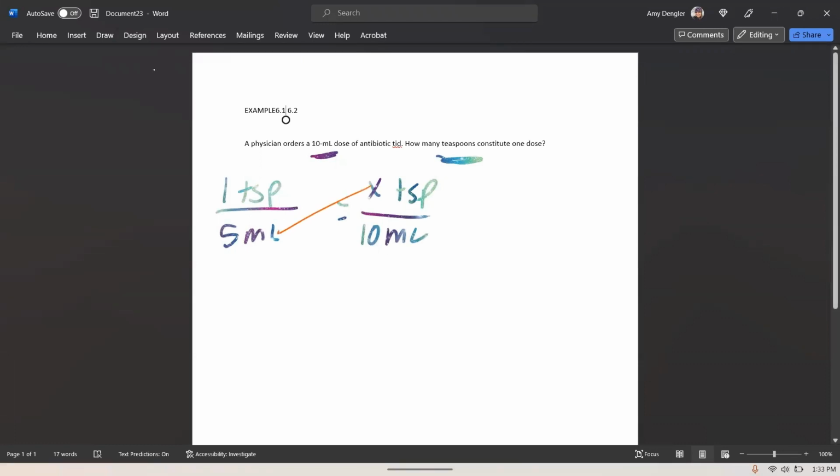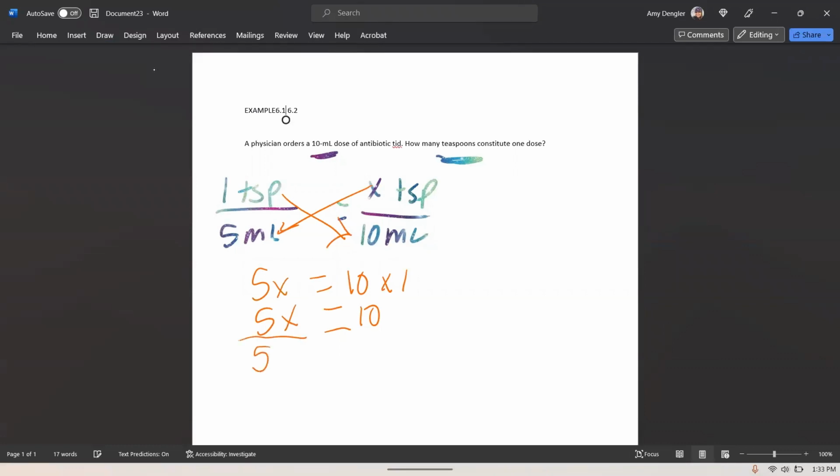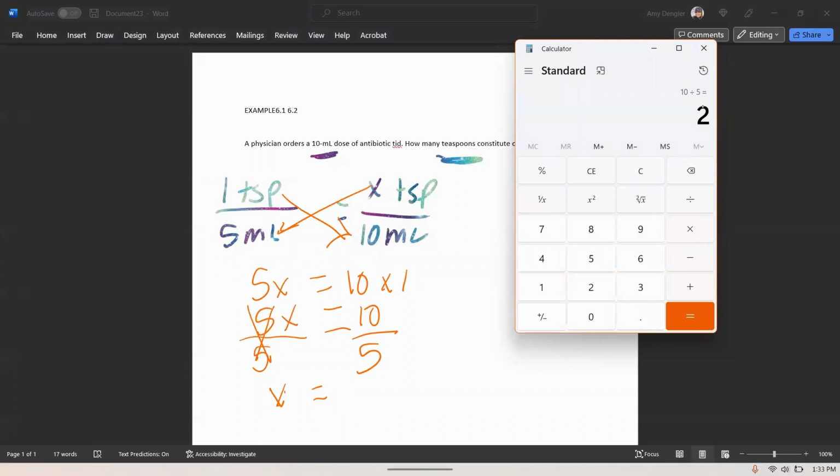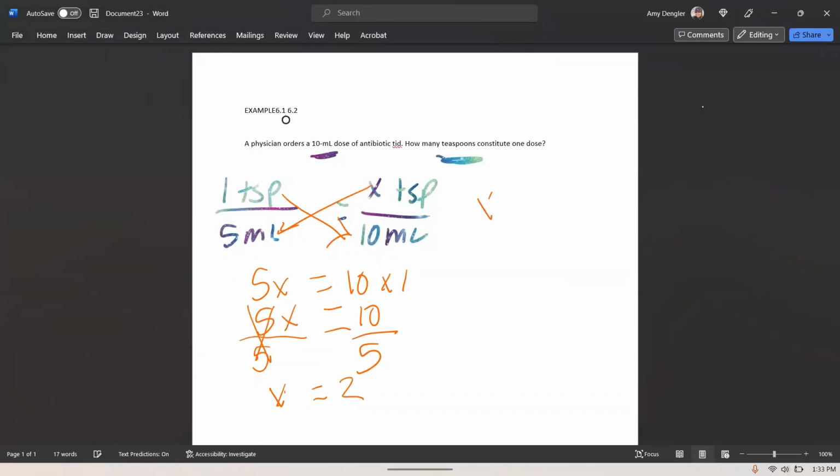So we're going to start off with our x. 5x is equal to 10 times 1, which is just 10. So we have 5x equals 10. We want to get x alone, so we need to get rid of that 5. So we're going to divide this side by 5. That makes that cross out, and we have x left. We also have to do the same thing to the other side. So 10 divided by 5 is 2. And the answer is x is 2 teaspoons.